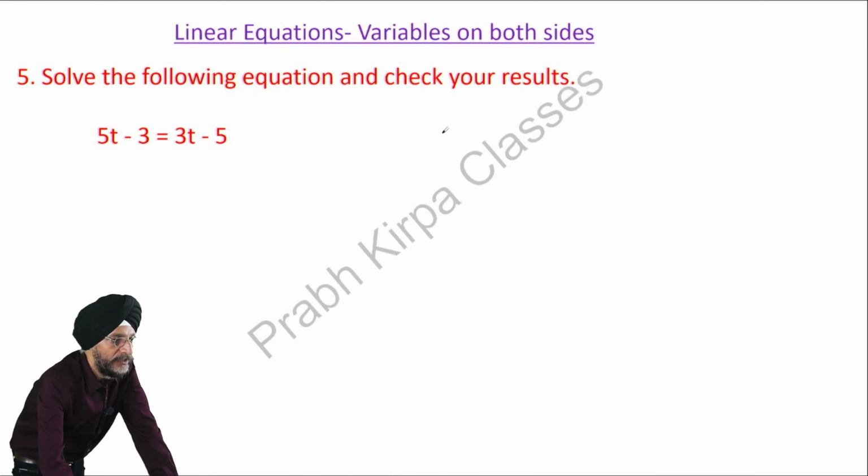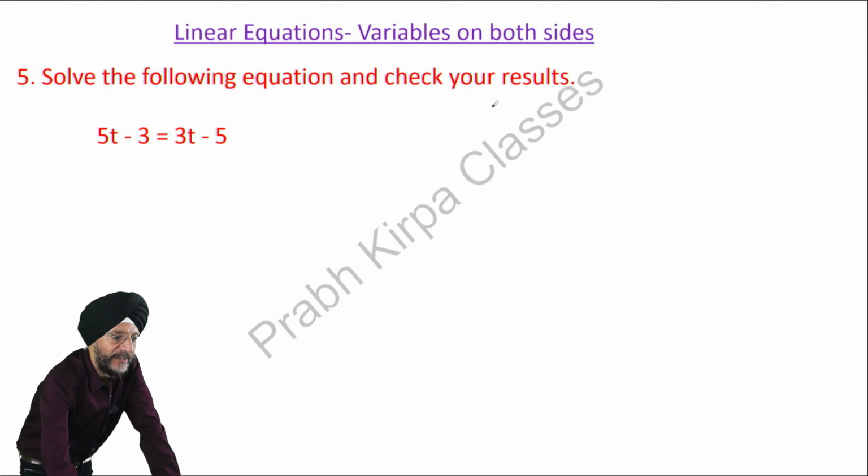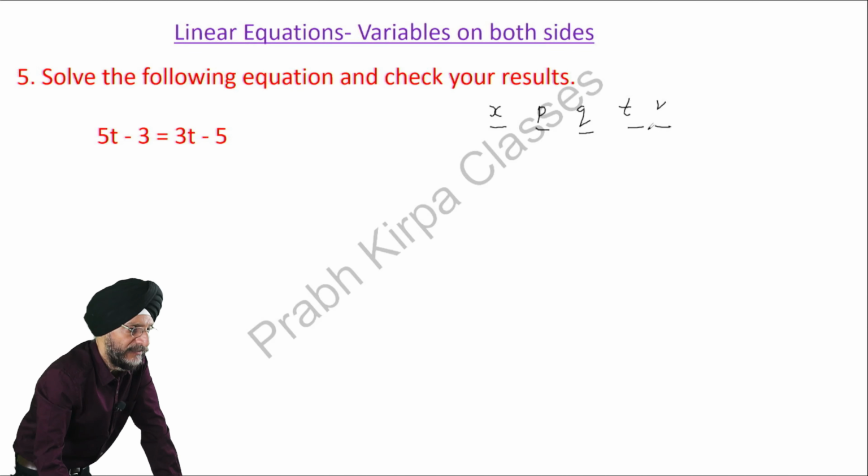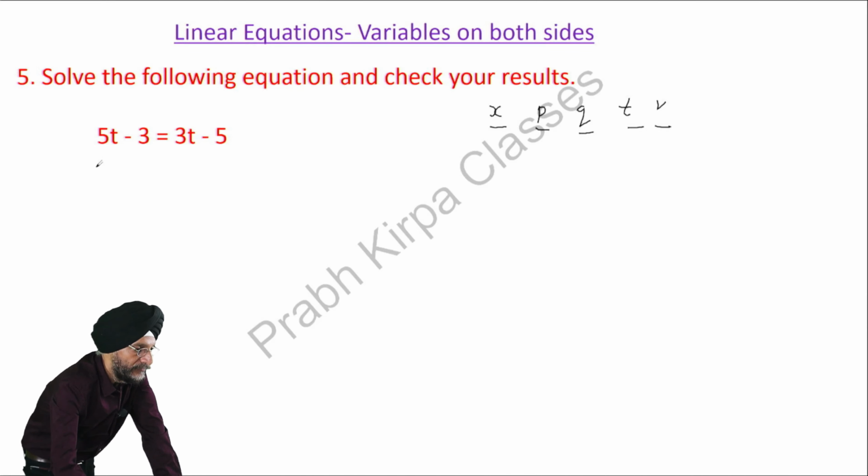As already told, in case of single variable, the variable can be x or it can be p, it can be q, it can be t, it can be v or any other letter. It can be taken as single variable. So here in place of x, the question has been taken as t. 5t minus 3 is equal to 3t minus 5.